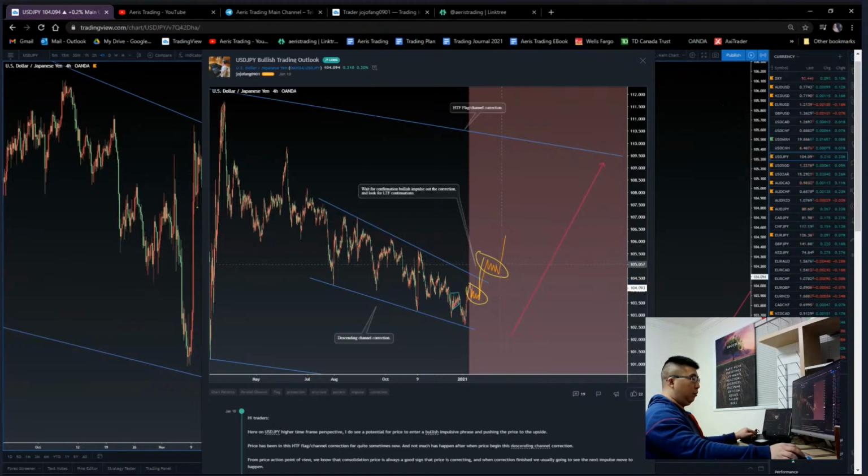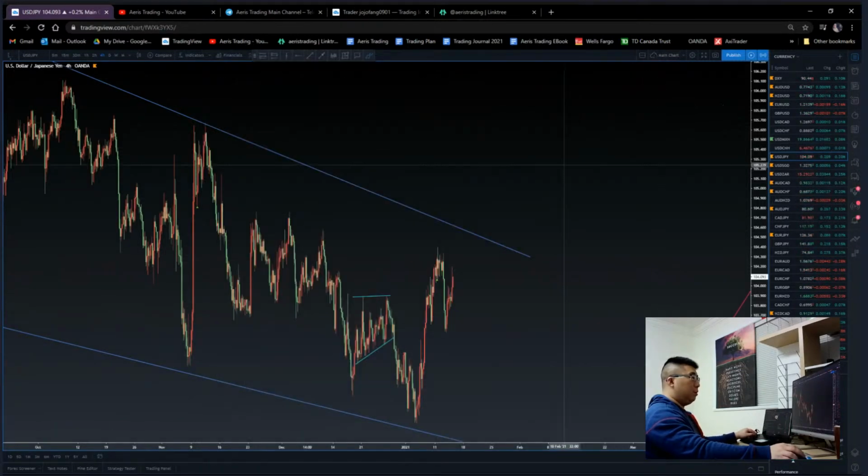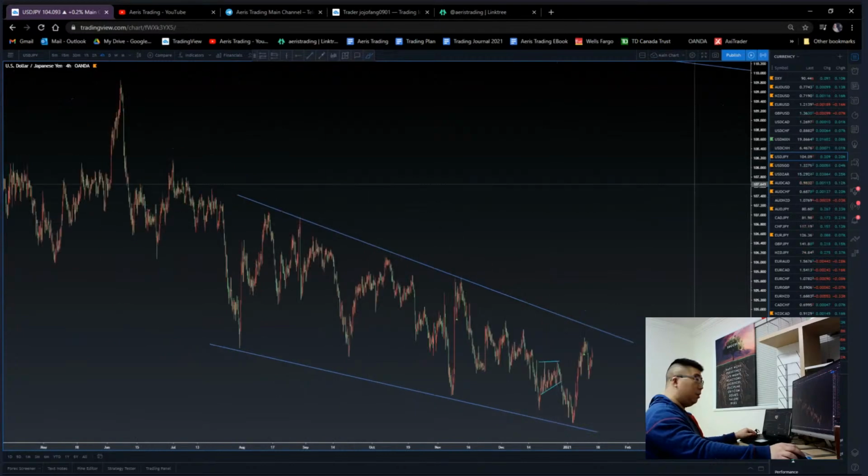I like the overall price. I like the higher time frame. I like the lower time frame that is shaping up as well, and I like the risk reward that is potential in this trade. Right. So that is what I see on dollar yen here.